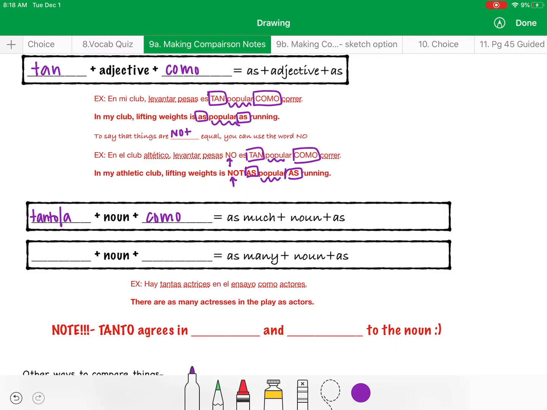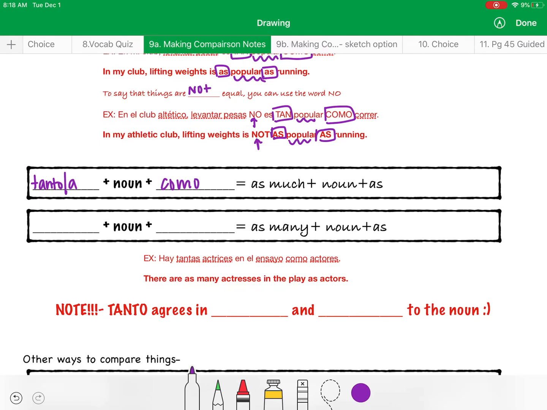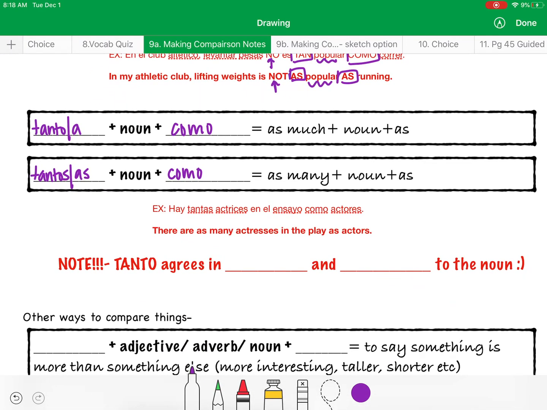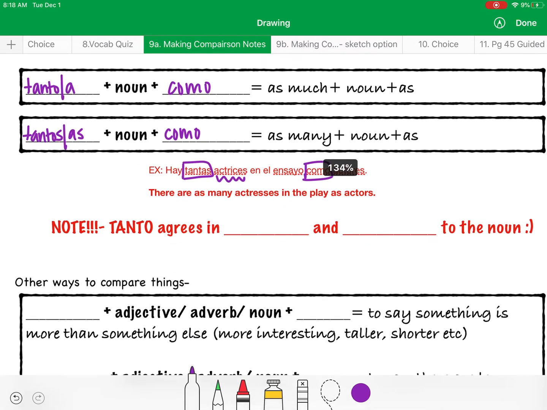Okay, so if we want to say as many, now we're just going to add an S. Tantos y tantas. The noun, and then como. Okay, so if you look, these are like pretty much the same, okay? The only thing you do, okay, so you got hay tantas actrices en el ensayo como actores. There's as many actresses in the play as actors, okay?